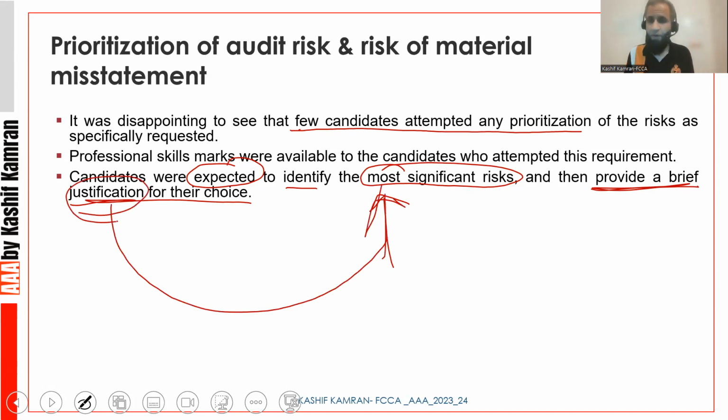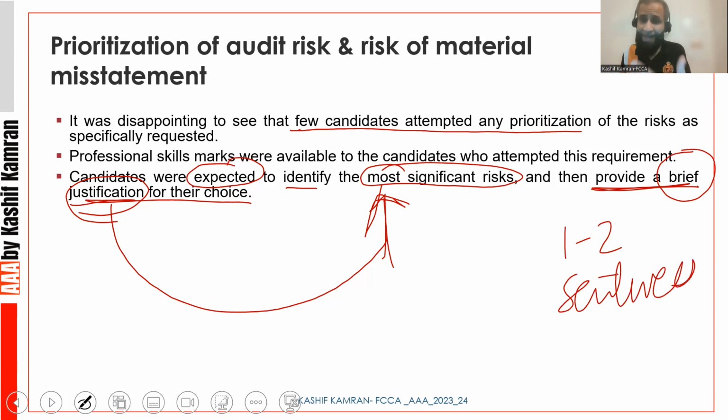And this is what the examiner is looking for. Each student's justification will vary, but the justification has to be brief, 1 to 2 sentences, not more than that. Do you justify where and how? I'm coming to that. But look at the situation. The examiner says in bullet number 3, candidates were expected, so are you meeting this expectation? That is the problem. To identify the most significant risk and then provide a brief justification for their choice. And I've given you so many examples of how most significant would vary from student 1, 2, 3, 4. Now let's see what the examiner is telling us about that. What can be the likely way of justifying and giving brief conclusions?